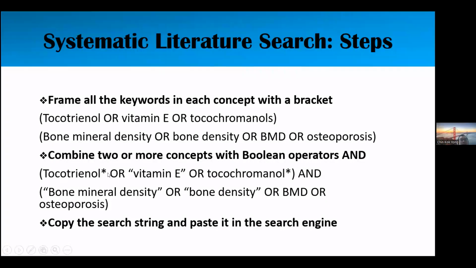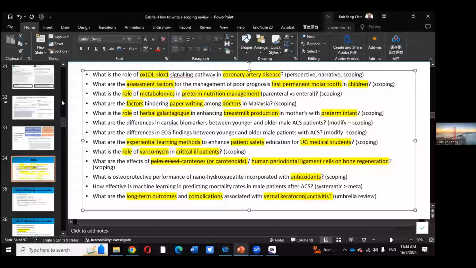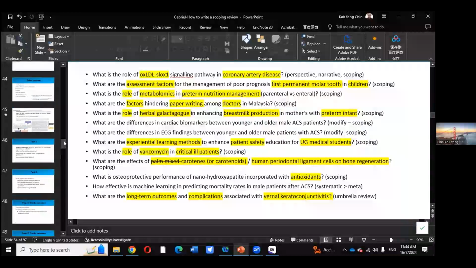You can also see me putting a star at the back of tocotrienol and tocopherols because there's a possibility of an S at the back. So we do not want to miss those possibilities. You can also see me putting quotation marks for phrases like vitamin E because I want the exact phrase to appear in my search. For phrases like bone mineral density and bone density, I also put quotation marks because I want the exact phrase to appear in my search. Okay. Now you are ready to put this into the search engine.